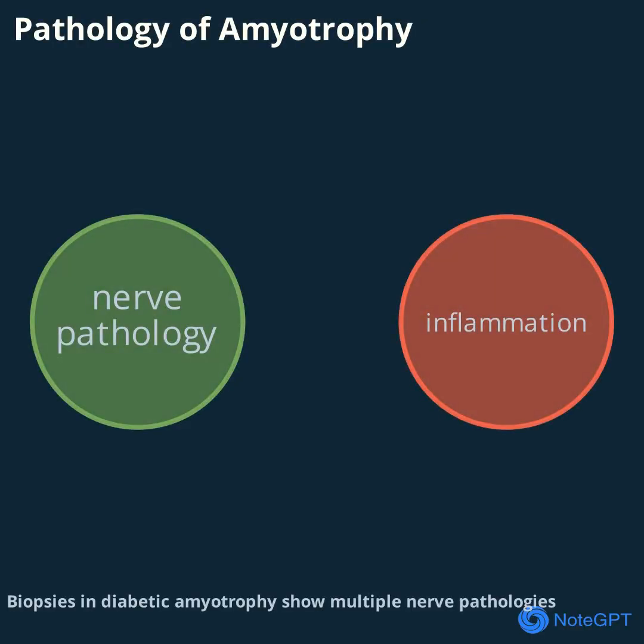Biopsies in diabetic amyotrophy show multiple nerve pathologies, including ischemic injury, fiber loss, thickening, and signs of inflammation. Nerve conduction studies and EMGs reveal both motor and sensory involvement. Some research suggests an immune-mediated inflammatory process, but immunotherapy has not proven effective. Understanding the underlying pathology helps guide treatment and set realistic expectations for recovery.